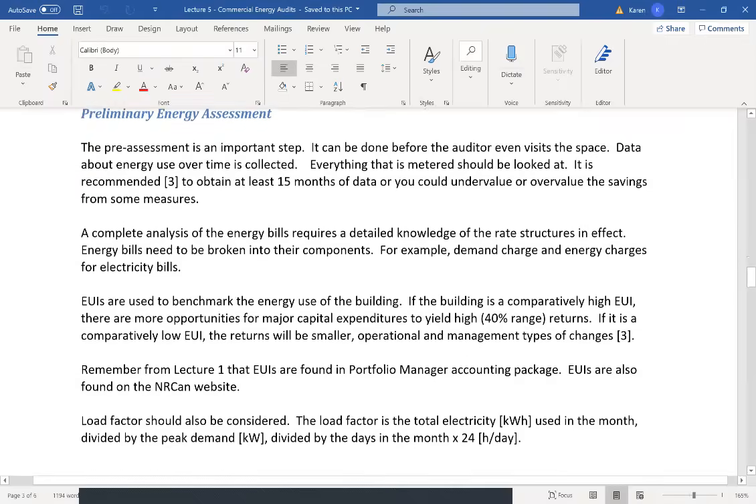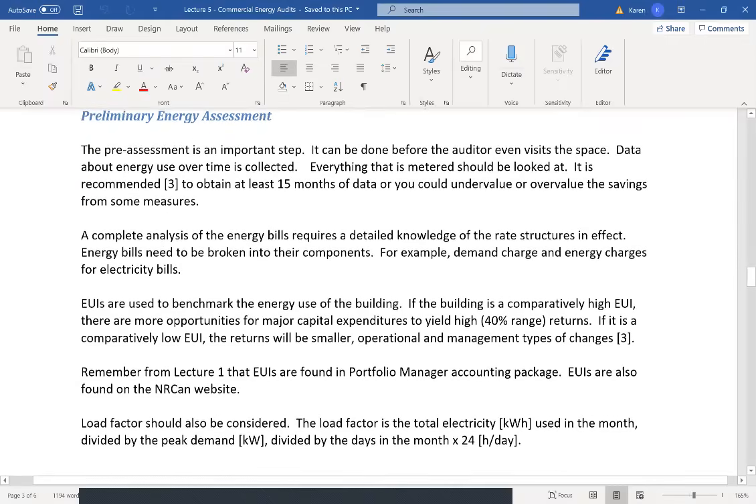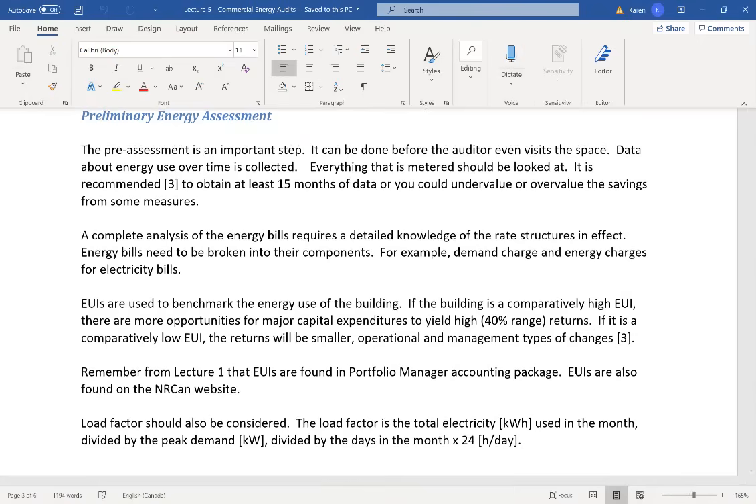Let's look at the first phase. It's called the preliminary energy assessment. It is an important step, and it can be done by the auditor before they even visit the space. They have to take all the data that is collected, all the data about the energy use of a facility that has been collected over time, at least 15 months in advance.